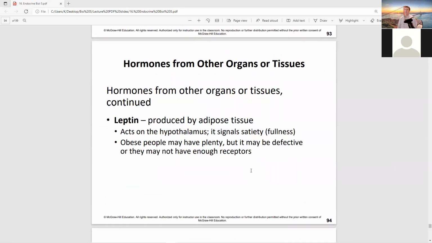We have leptin, which is produced by adipose tissue and acts on the hypothalamus. It signals fullness. Obese people may have plenty, but it may be defective or they may not have enough receptors.